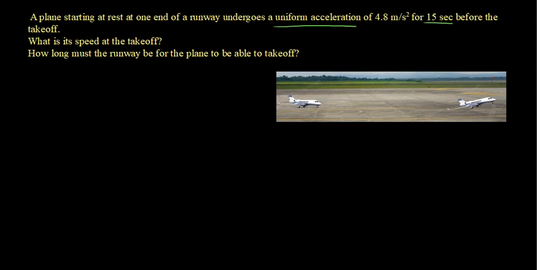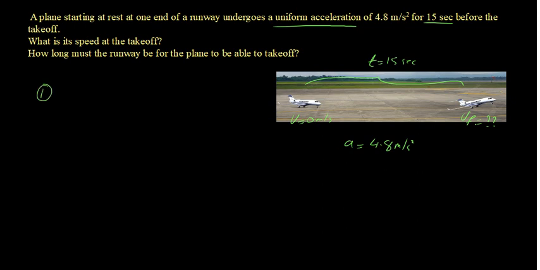Now, what is its speed at takeoff? How long must the runway be for the plane to be able to take off? All right, so I have the initial velocity, 0 meters per second, and the final velocity, which I need to find out. The acceleration during the runway was 4.8 meters per second squared, and the time it took the pilot to take off was 15 seconds. Let's begin with the first one.